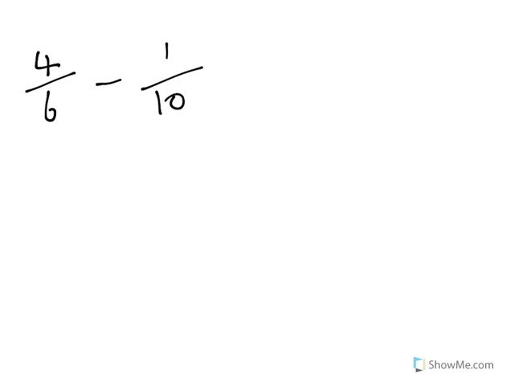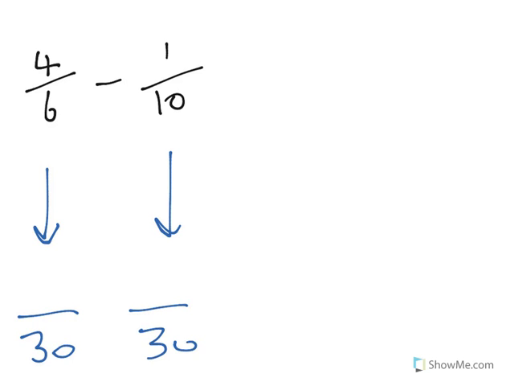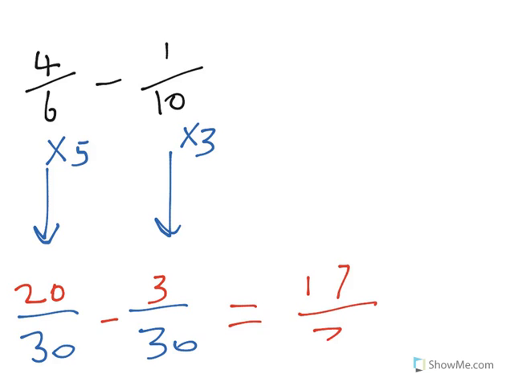I have the same sort of problem if I want to subtract 1/10 from 4/6. I once again need to think of a number that's in both of those times tables, and I know that 30 is in the 6's and the 10ths. So I would need to multiply 4/6 by 5 and 1/10 by 3. 4/6 becomes 20/30ths and 1/10 becomes 3/30ths. So I could subtract 3/30ths from 20/30ths, and that leaves me with 17/30ths.